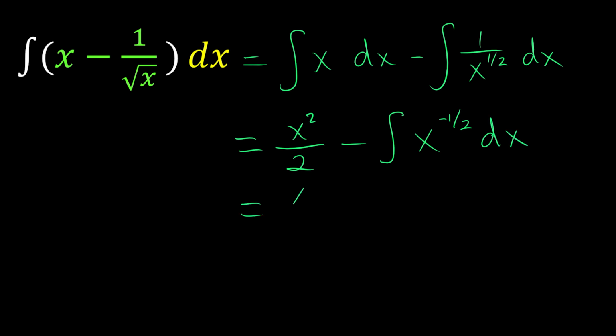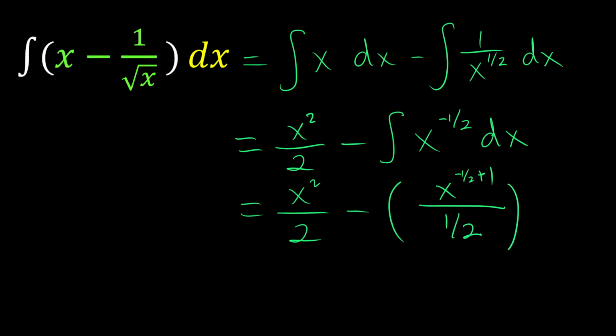It means that we don't want to use the trick and we use the usual way of doing. How we're going to do is minus, then everything here is the power increased by 1. So x to the negative half plus 1 divided by negative half plus 1 is going to be 1 over 2. And then don't forget to plus c when we've done everything.